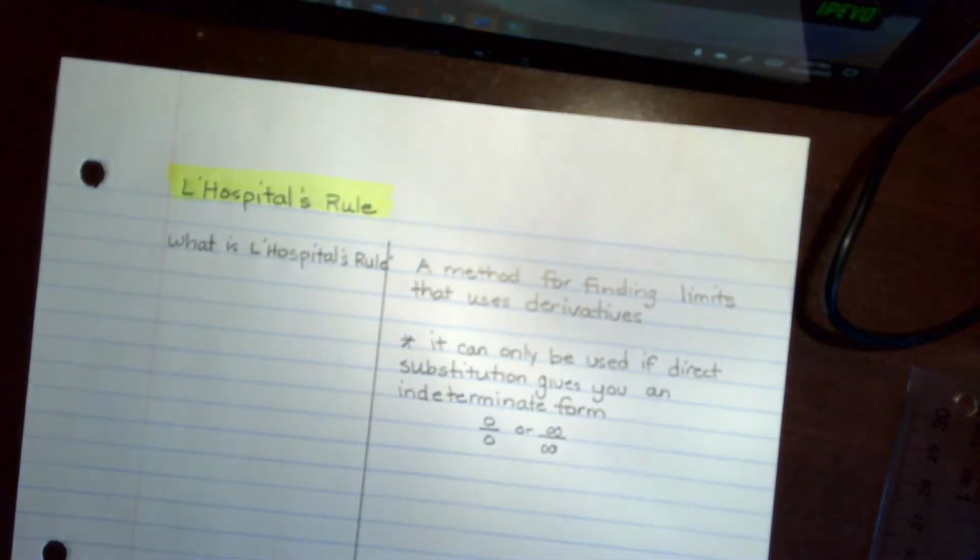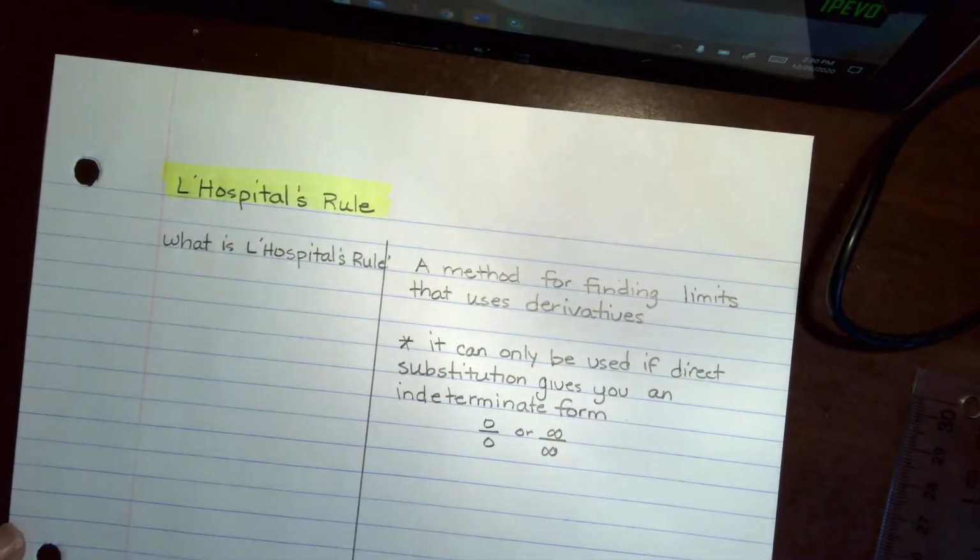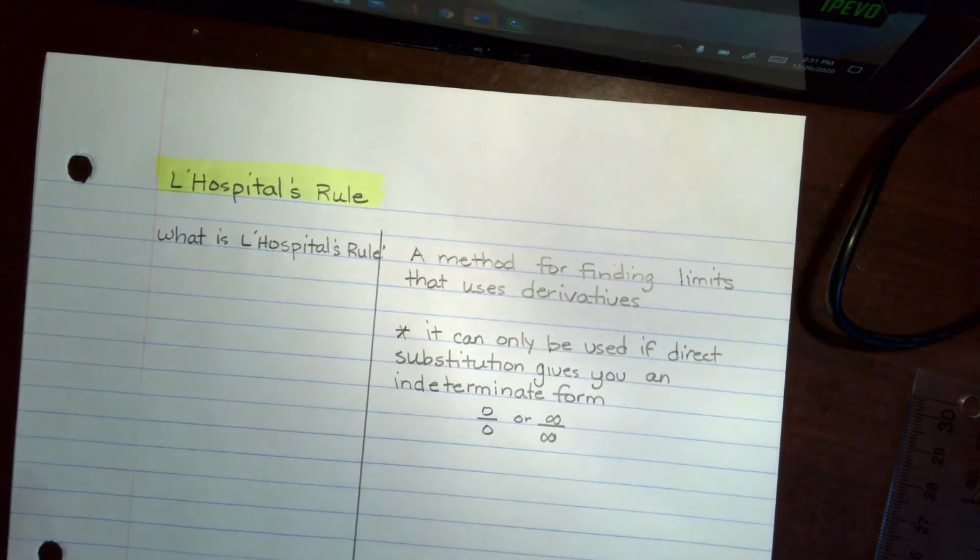Okay, so another thing that we need to look at, back from Unit 1, actually it's taught later, but it applies to Unit 1, is L'Hôpital's rule. And I know it looks like "El Hospital's rule," but we say L'Hôpital. Okay, so L'Hôpital's rule is another method for finding limits that uses derivatives. So you can see obviously why we didn't do it in Unit 1.